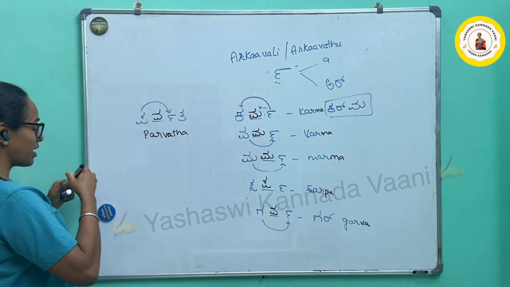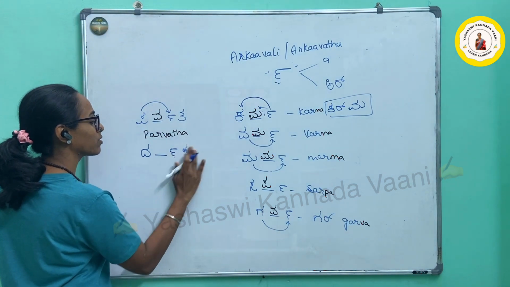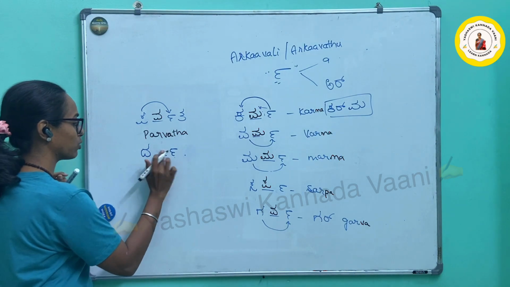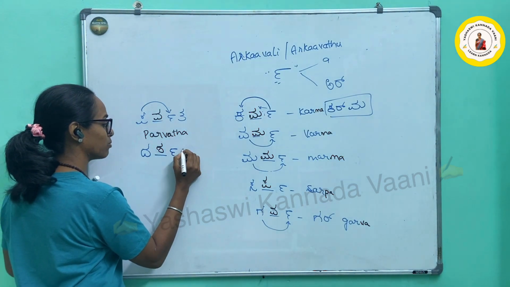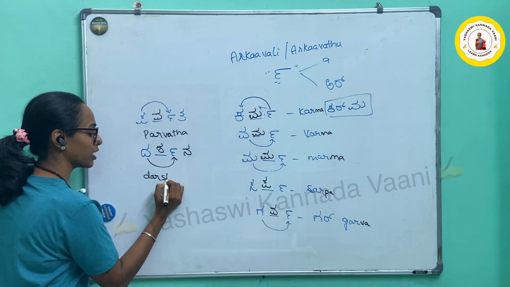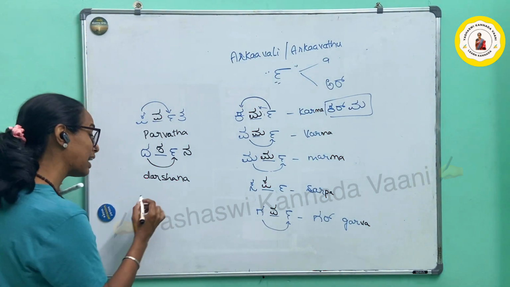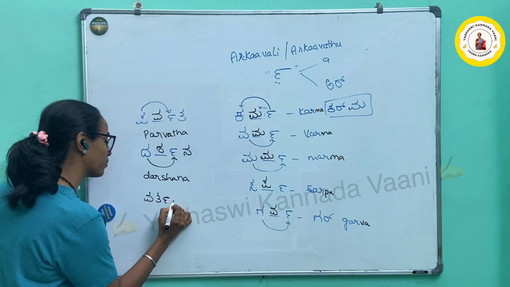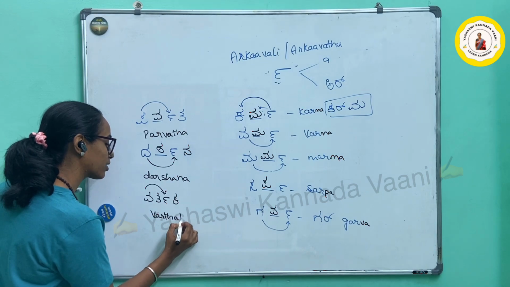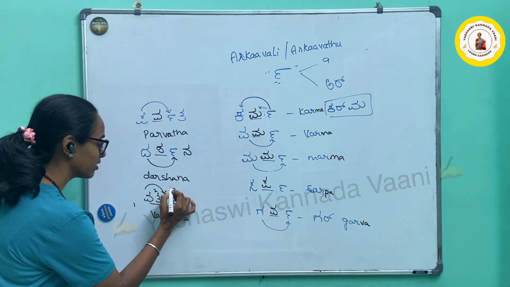Okay, so next we'll go with one more. Sorry, there is some problem with my Bluetooth device. It's getting disconnected. Okay, so now, which is this? Dar, sha, na, darshana. Okay, now I'll write one more. Let's see if you can make it out. Var, ta, ka, vartaka. So this is the first one, second one, third one.